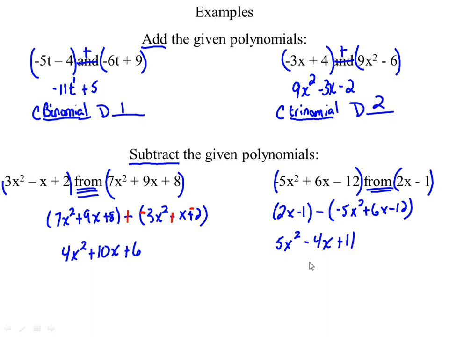Again, if it helps, cross the line and change all the signs. You have a trinomial with a degree of 2. That's right.